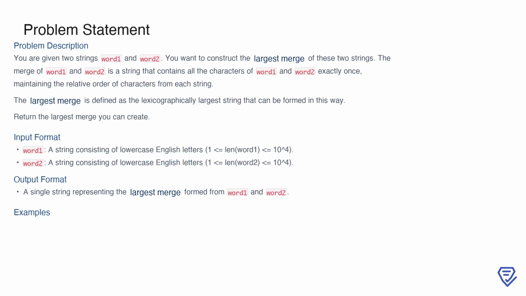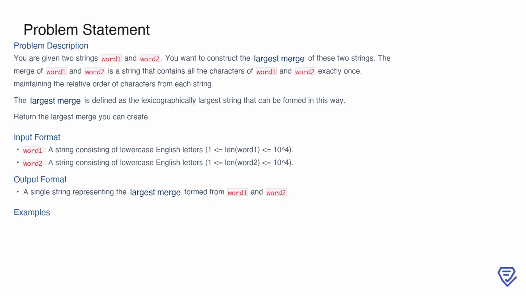In this problem, you're given two strings, word1 and word2, and your task is to construct the largest merge of these two strings. A merge is essentially a combination of the two strings, where all characters from both word1 and word2 are included exactly once, and the relative order of characters within each string is preserved.